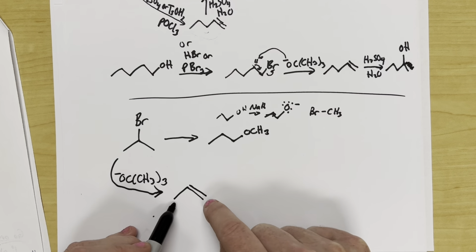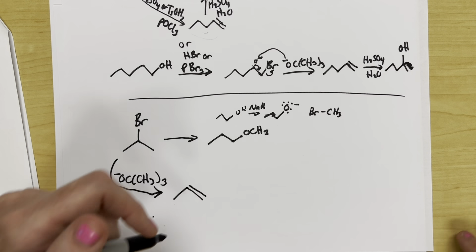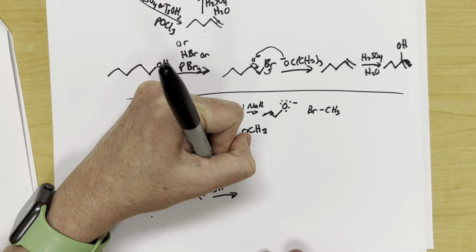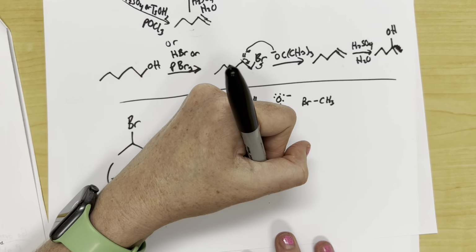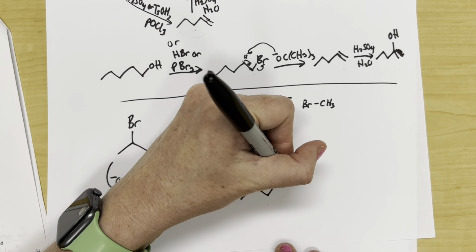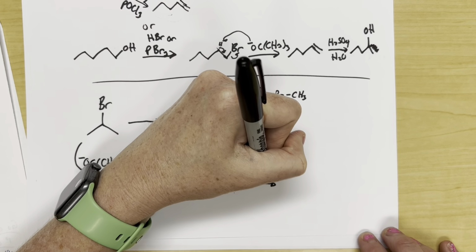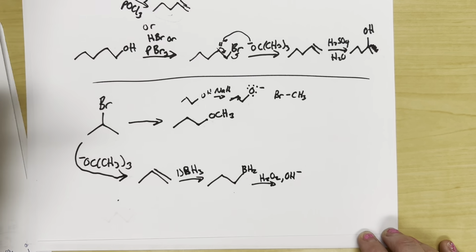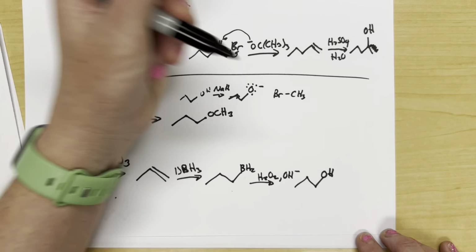We know how to take this thing after the recent chapter and add alcohol to the primary position. And the only way to do it is through two methods. First, we have to do the BH3, which adds the BH2 to the end. Then we have to do H2O2 in water, or excuse me, an OH minus. And that will add the OH in a direct replacement.